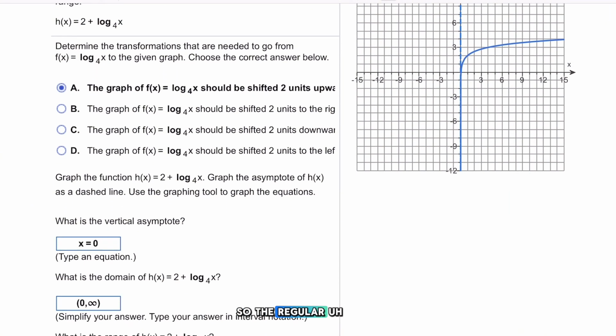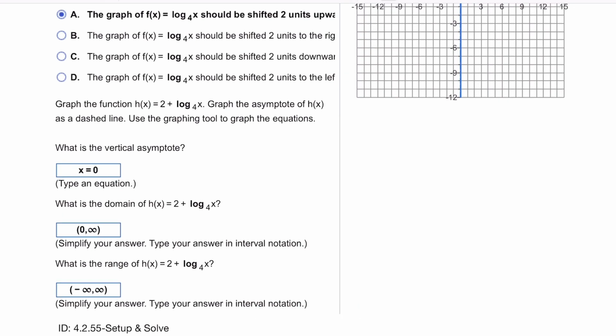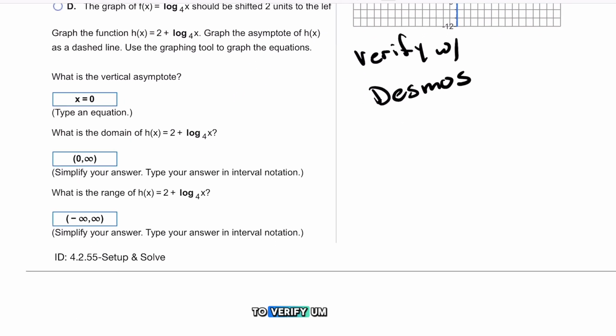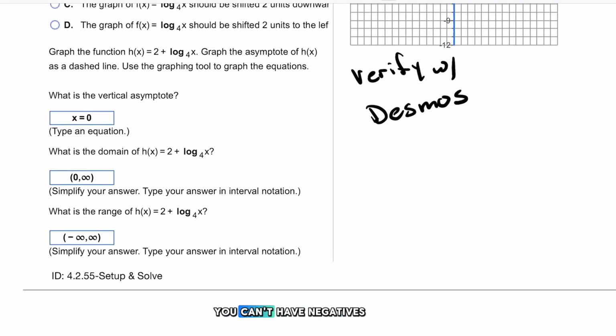So the regular graph of the logarithmic function has a vertical asymptote. And then you just use the example and Desmos to verify. And then you have the domain that has a restriction. You can't have negatives. And then the range.